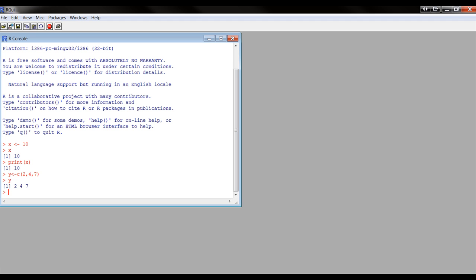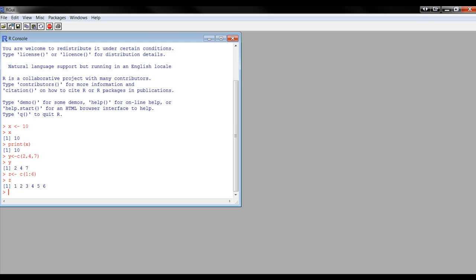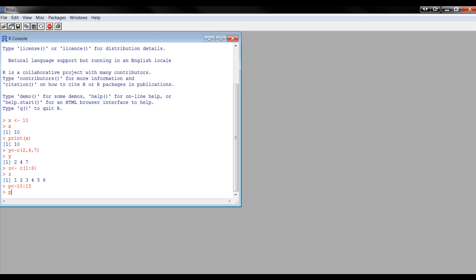And you can also do this, I think, Z. I think you can just do this, C, 1, comma, 6, like that, and then try Z, like that. Or I think you could actually have done it like this, let's say P, 10, colon, 15. I think that also works. Yeah.